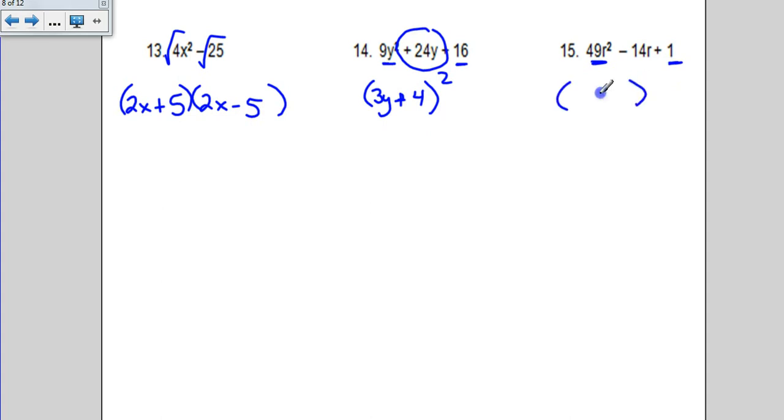So number 15, again, perfect square on either end. This time though, it's a difference in the middle because it's a negative 14. So we have 7r minus 1 quantity squared. Again, you don't have to use the pattern, but it is nice if you can recognize it.